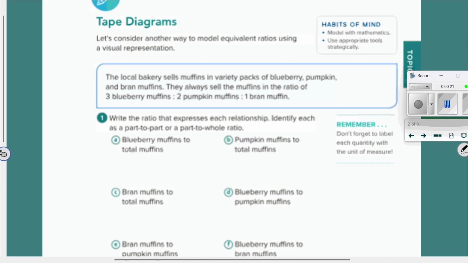So it says the local bakery sells muffins in a variety of packs of blueberry, pumpkin, and bran muffins. They always sell the muffins in the ratio of 3 blueberry muffins to 2 pumpkin muffins to 1 bran muffin. So for A through F, you are going to read the description and write the ratio for each relationship and tell me if it is a part-to-part or a part-to-whole relationship. Any questions? This should only take you 3 or 4 minutes to do A through F. Again, you're writing the ratio and whether it's part-to-part or part-to-whole. You may begin individually.